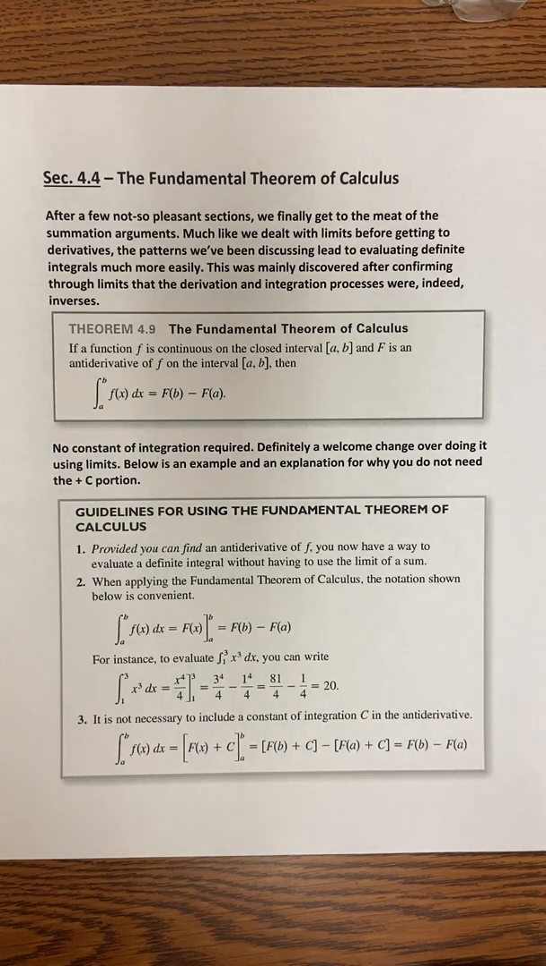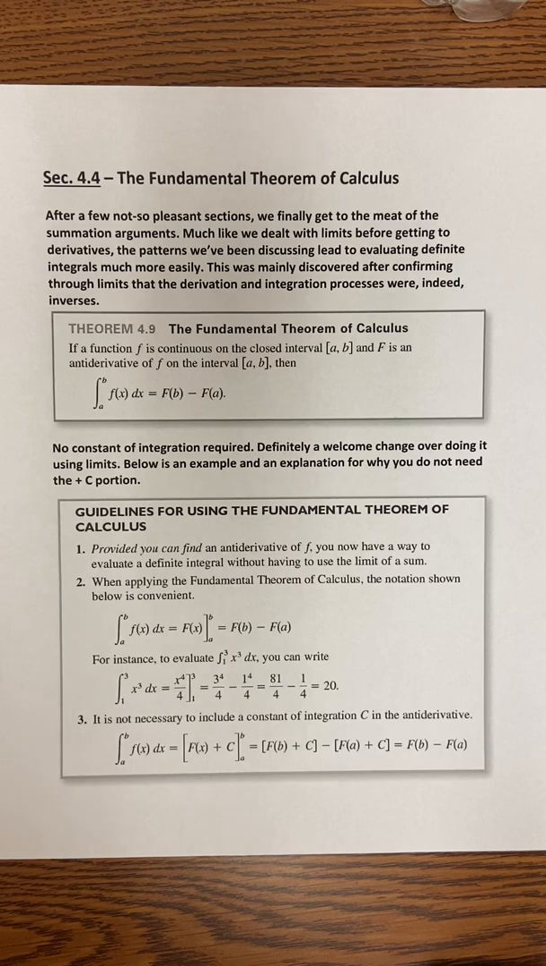If a function is continuous on the closed interval a, b, and big F is an antiderivative of the function on that interval, then the integral from a to b of the little f of x, our original function, is big F of b minus big F of a. That is, we can take the antiderivative and plug in b and a and subtract them to get the actual value of that definite integral, which is assuredly less work than the limit definition one is.